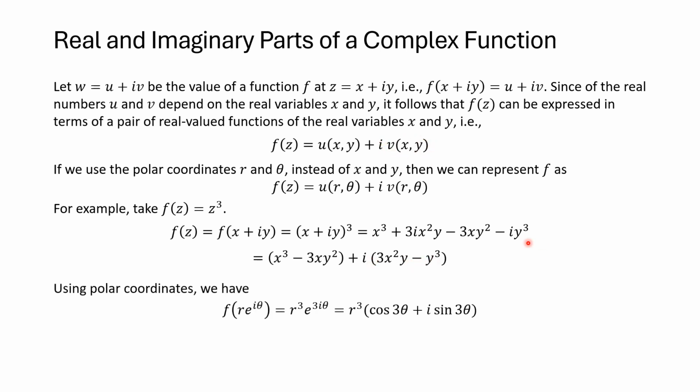And you can do the same thing for the polar coordinates. You put in r e to the i theta for z, cube it, and use Euler's formula to get this expression. Then you take the real part, r cubed cosine 3 theta, that's your u of r, theta, and then your imaginary part is r cubed sine 3 theta, and that's your v of r, theta.